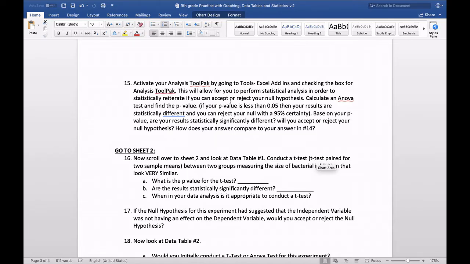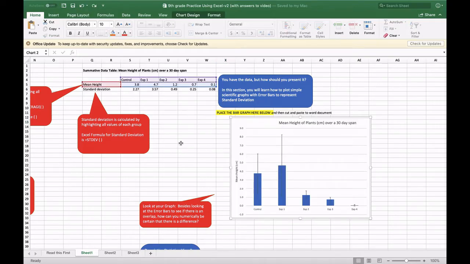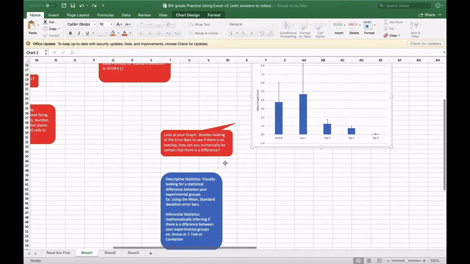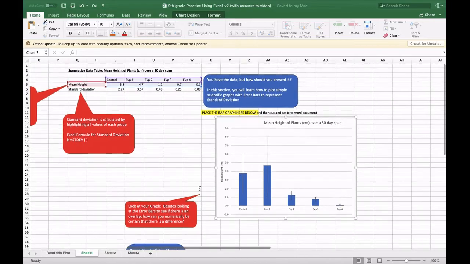So let's go back to sheet 1. We're still in sheet 1. And let's put the graph back here, and let's analyze our results with inferential statistics. So here, in case you didn't get everything I just said, in the blue box I wrote down the difference between descriptive statistics and inferential statistics.